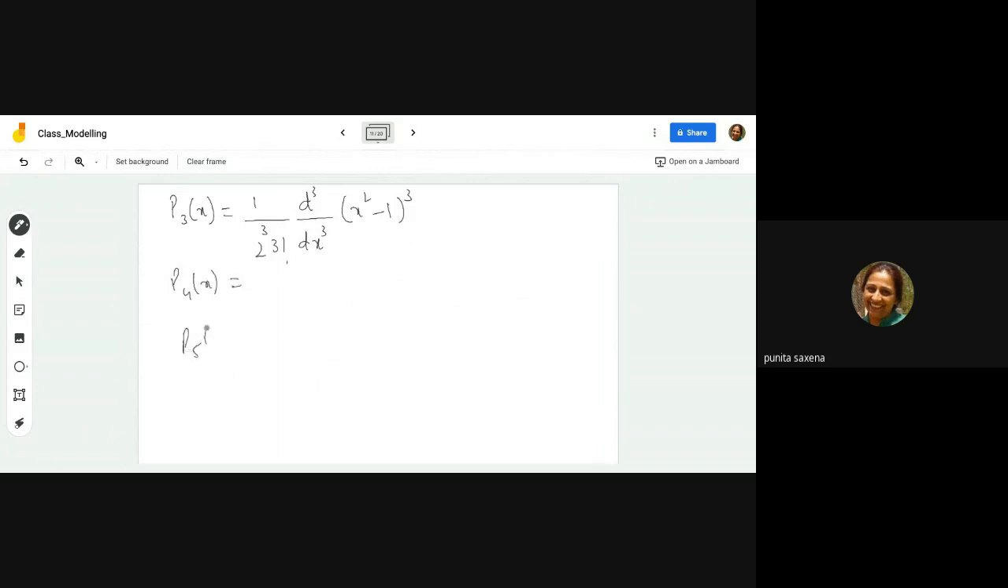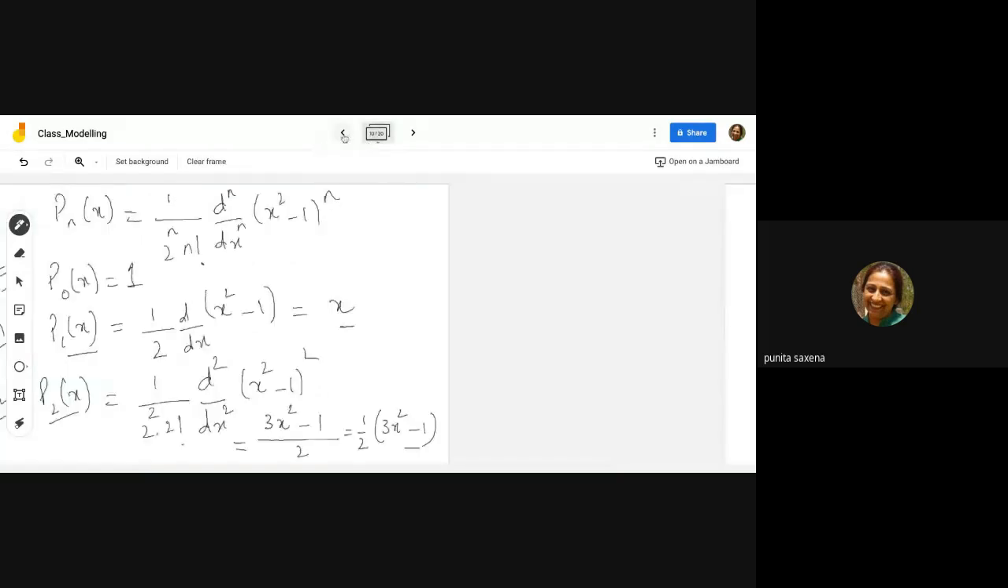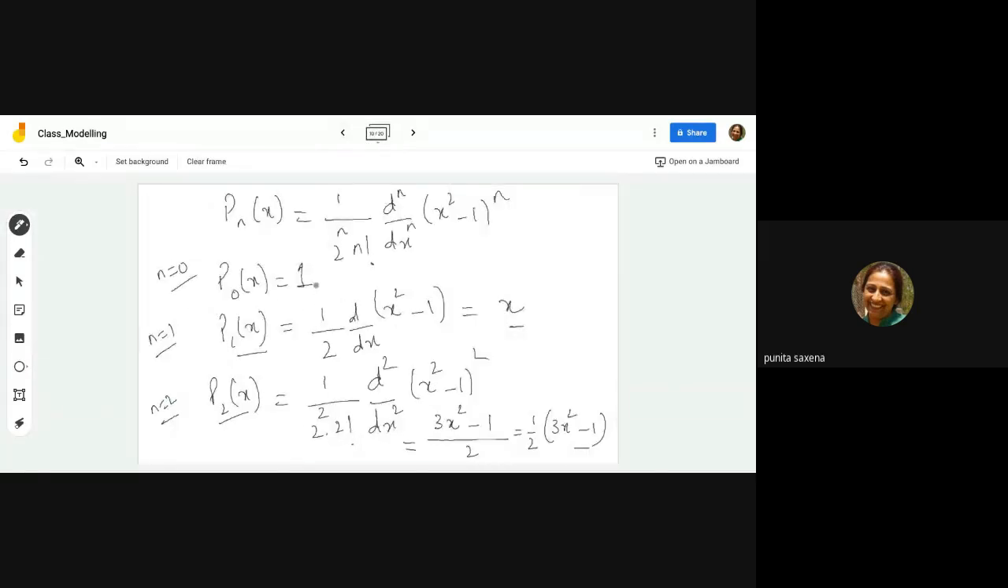P4, P5 and P6. ज़्यादा हो जाएगा, but then do. Because we need to plot them in the lab class, okay? So just compute them and then you will see. One thing is very clear from here. P0x is just a constant. That means a straight line. Similarly, P1x is also a straight line, but passing through the origin, x. P2x is a second degree polynomial, so it has a curve.